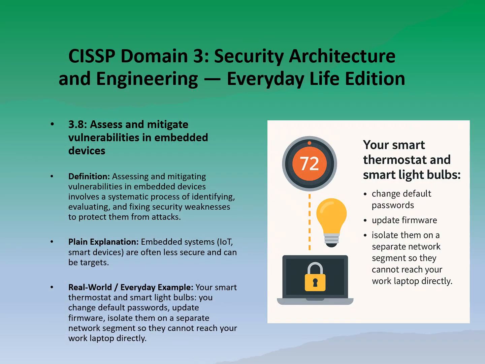Embedded devices make life convenient, but each one is a tiny computer with potential risk. The fix is simple. Change default passwords, apply firmware updates, and isolate them from sensitive networks. In your home, that means keeping smart bulbs off the same Wi-Fi as your work laptop. Small steps like that prevent big breaches, and that's what architecture level mitigation is all about.